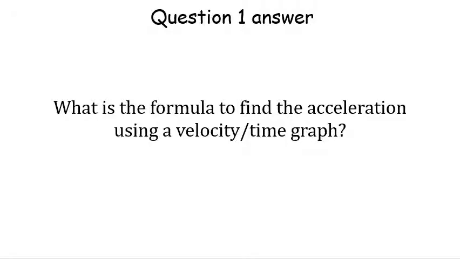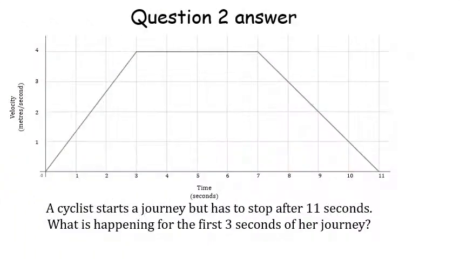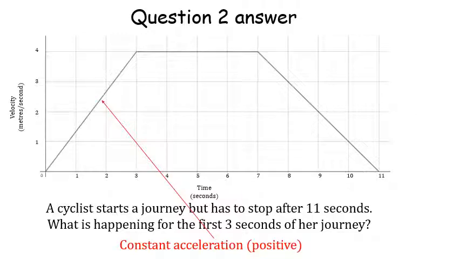Question 1. The formula to find the acceleration using a velocity time graph is acceleration equals change in velocity divided by time taken. Question 2. In the first 3 seconds of her journey, the velocity is increasing steadily as time moves on. This is called constant acceleration.